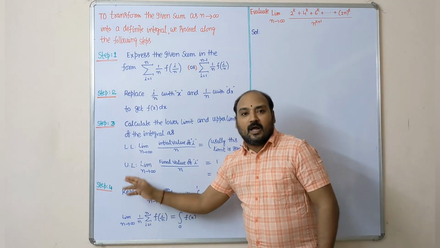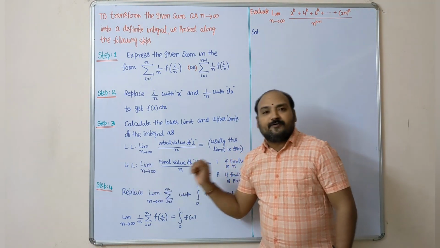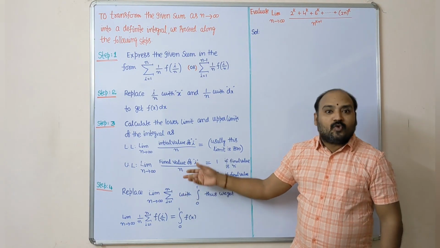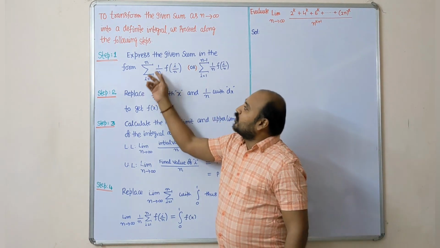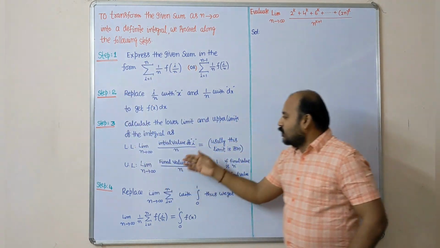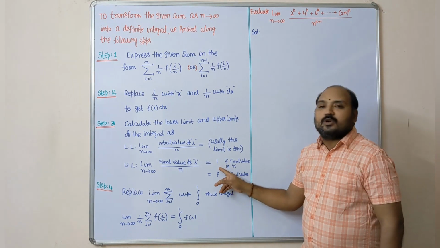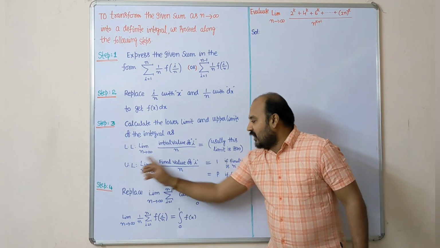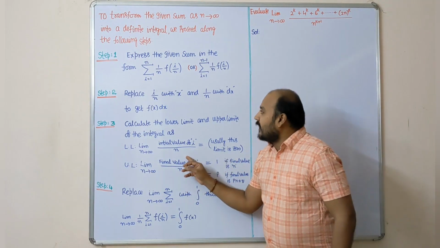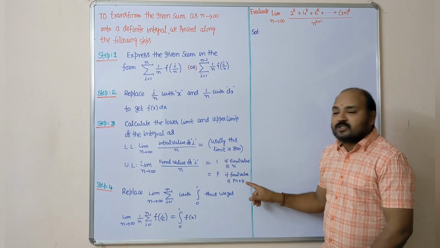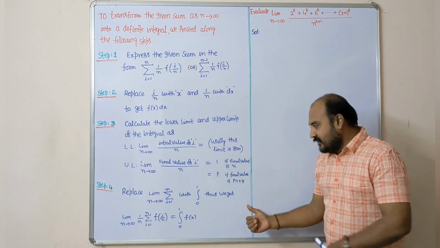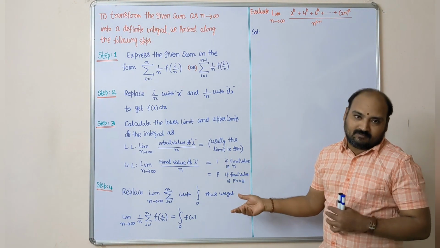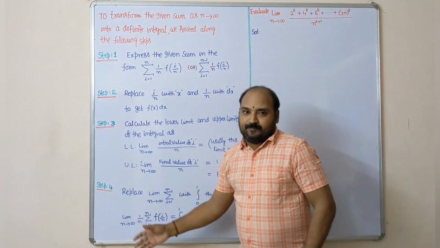Now come to the upper limit: limit n tends to infinity of the final value of i divided by n. Suppose i is equal to 1 to n, the final value is n. So n by n is equal to 1. If the final value is n, we get the upper limit equal to 1. Other than n, it can be like pn plus or minus q. I will give an example of that also, students. In that case the answer is p; whatever the coefficient of n is comes here. This is about step 3.